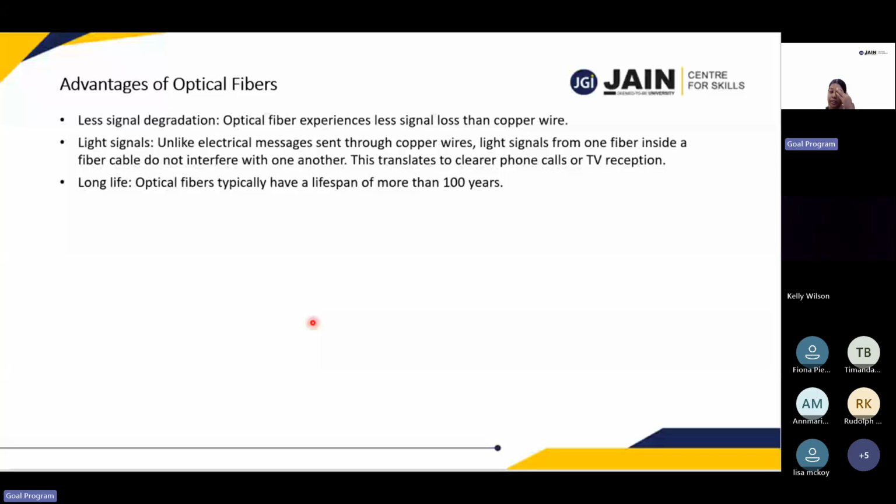Less signal degradation. Optical fiber experiences less signal loss than copper wire. The integrity is maintained over here. No modification of the data is possible very easily, and there are no disturbances, no interference, because of which there is less loss of data. Light signals, unlike the electrical messages sent through copper wires, light signals from one fiber inside the fiber cable do not interfere with one another.